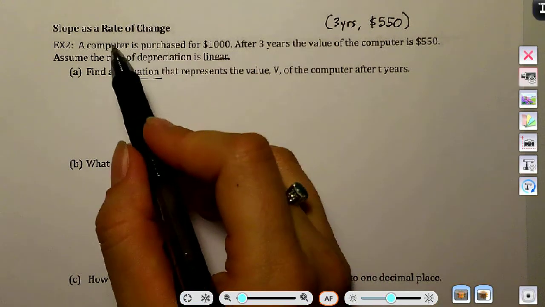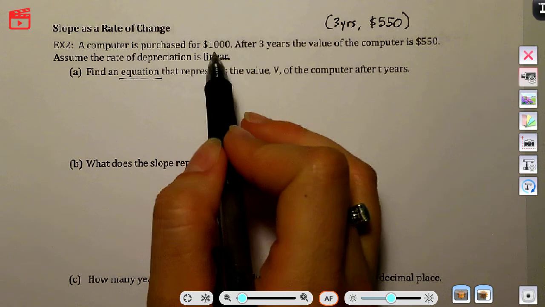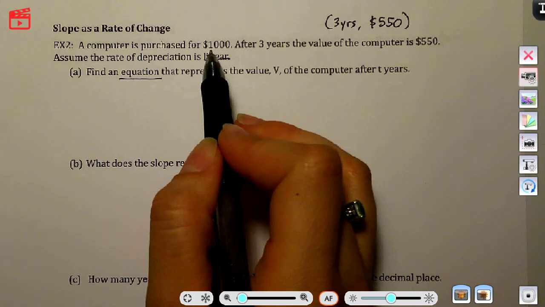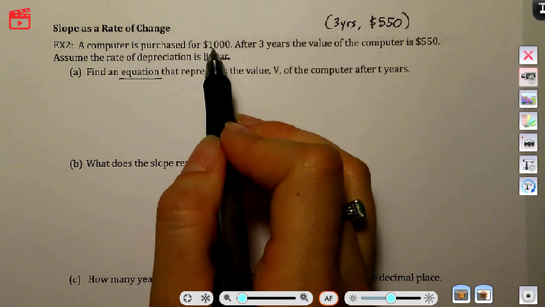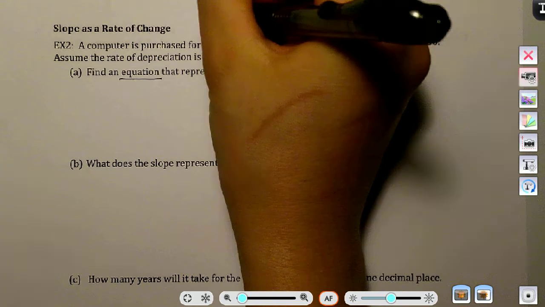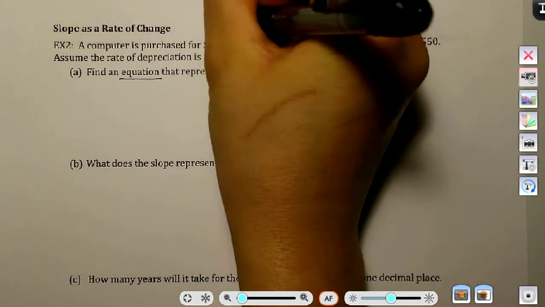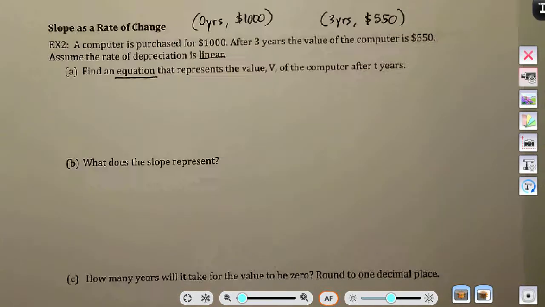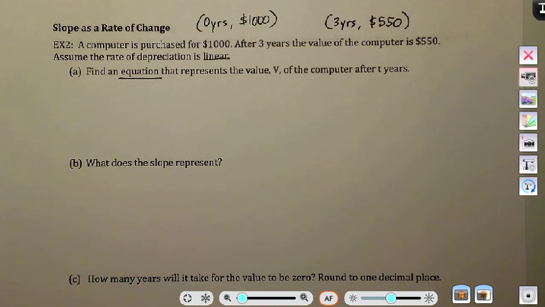Well, this other piece of information here, it says it's purchased for $1,000. So that means when he first got it, it was $1,000. So when you first get it, has time passed? No, it's 0 years have passed, right? So here's my other piece of information. The 0 years is paired with $1,000. So I'm actually given 2 points.